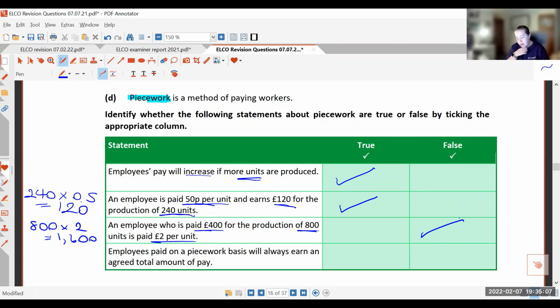So the final point is more of that general knowledge of piecework. So it says employees paid on a piecework basis will always earn an agreed total amount of pay. So whatever they do, they will always receive a certain minimum amount of payment. We know that is not true because it's payment on results. So actually what they're talking about there, that is your time rate. Okay, so that is a false.